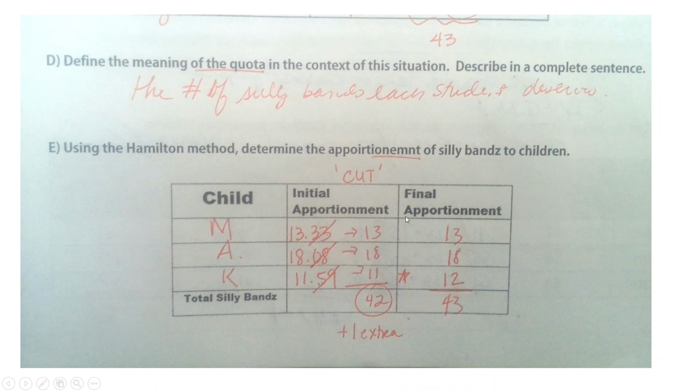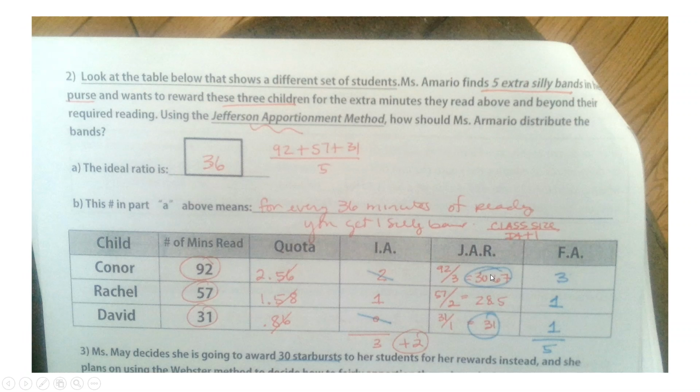All right, for the Hamilton method, remember what he does is to find the initial apportionment, he truncates the decimal, so he distributes the integer amount. That adds up to 42. He needs to give one more away. So we look here at the largest decimal, and he gives it to the guy over here, Caitlin. She gets the extra one.